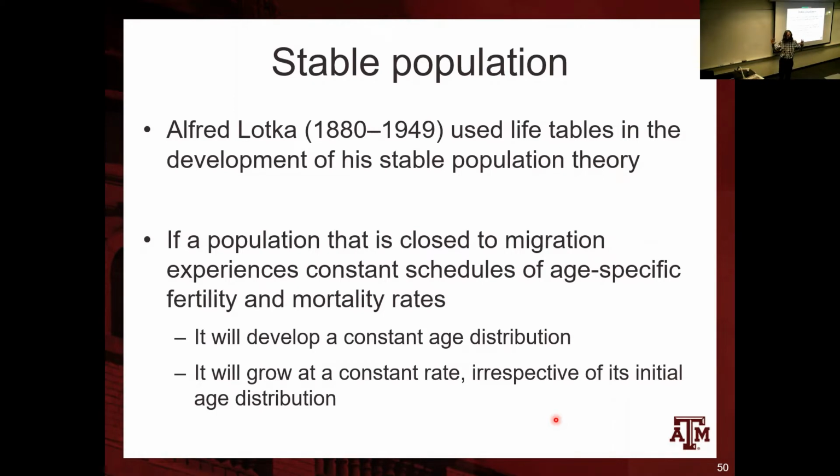So the exercise of the life table is an exercise of a closed population. What does a closed population mean in demography? It means that we are taking into account mortality and fertility trends, but we are not taking into account migration, people moving in and moving out. If a population that is closed to migration experiences a constant schedule of age-specific fertility and mortality rates, it will develop a constant age distribution. It will grow at a constant rate irrespective of its initial age distribution.